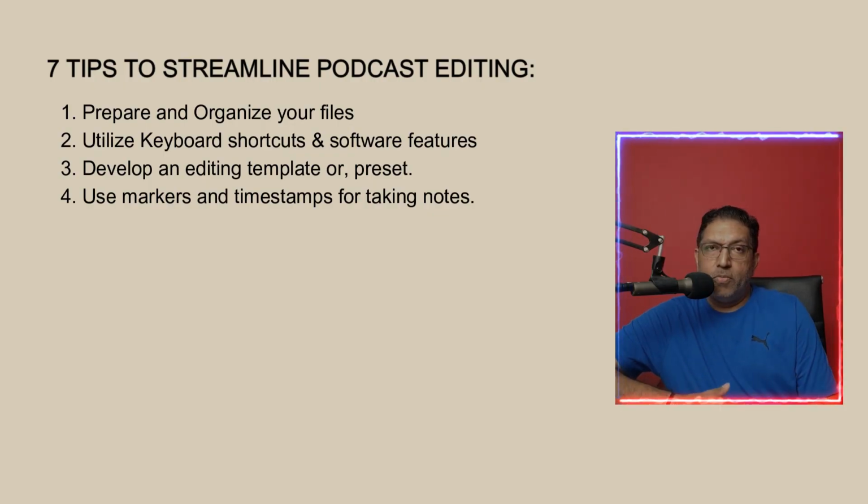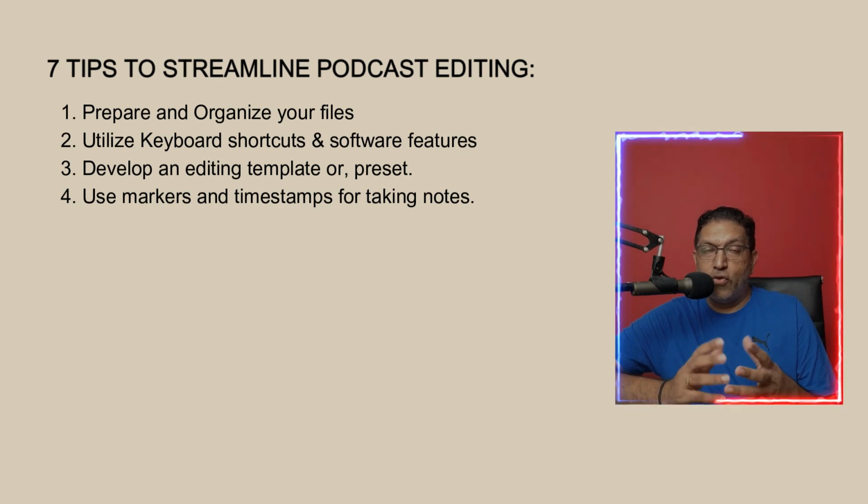Number four, use markers or timestamps for taking notes. Now, markers or timestamps will help you identify specific sections in your audio which you might want to go back to in terms of editing, removing mistakes, or even maybe adding some background effects or audio enhancements. So all of these things can easily be tracked if you are able to put together a marker or a timestamp at those particular points. Now in Audacity, you can use a label track to do that, and it is pretty simple to do that.